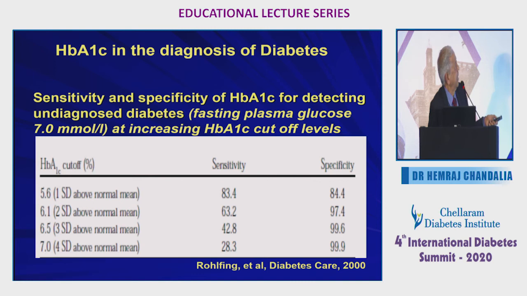found that 5.6 is a cutoff value. So 5.7 or above is impaired glucose tolerance, above 6.5 is diabetes. This is absolutely accepted and hardcore scientific fact. 5.7 to 6.5 is impaired glucose tolerance. Your glucose can change day to day when you go to the same people, but this does not change. And this has a sensitivity of 83% and specificity of 84%, which is very good for any lab test.